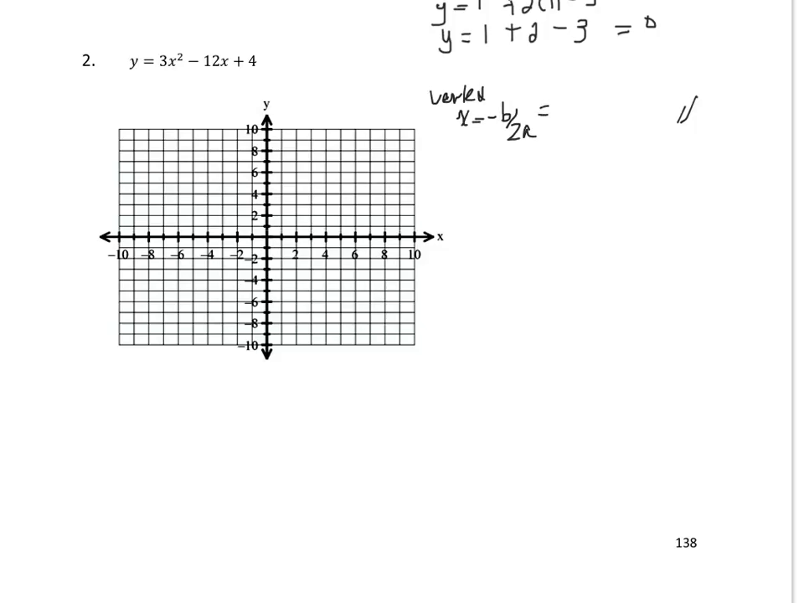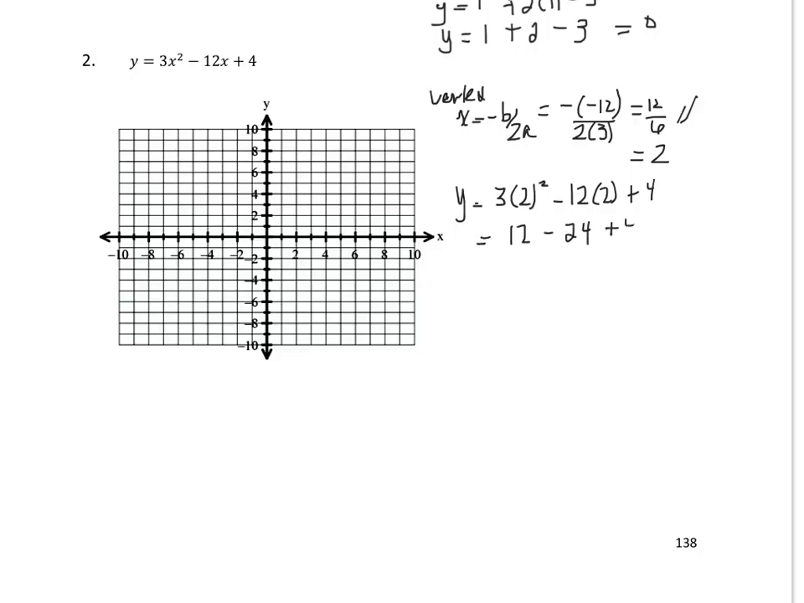So this would be negative b over 2a, which is negative 12 over 2a, which is 2 times 3, so 12 over 6, which would be 2. So the y-coordinate of the vertex would be 3 times, instead of x, we're going to put in 2 squared minus 12 times 2 plus 4. So that would give us 4 times 3 is 12, minus 24 plus 4, which is negative 12 plus 4, which is negative 8. So the vertex for this graph is (2, -8).